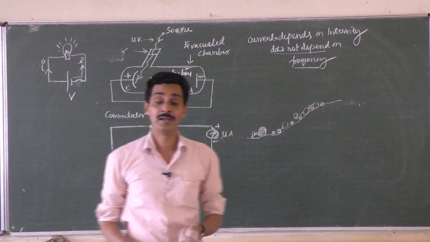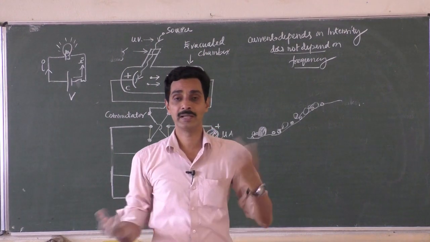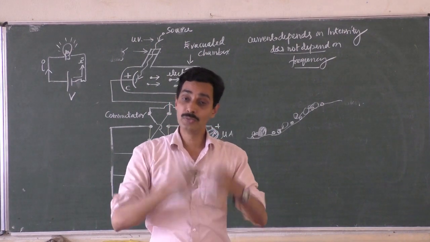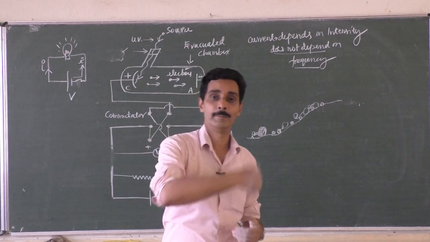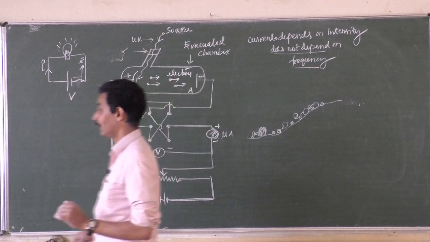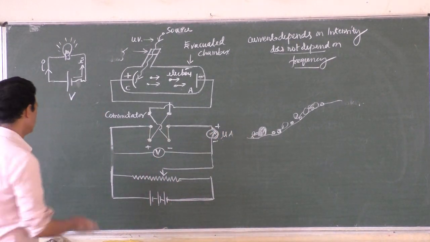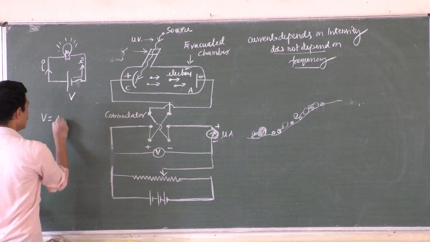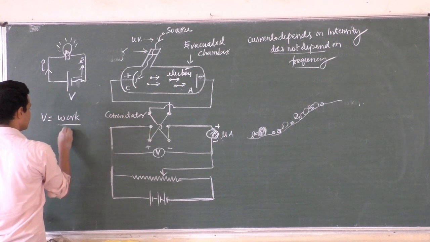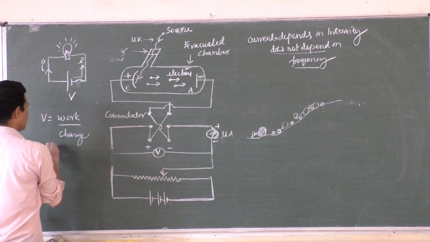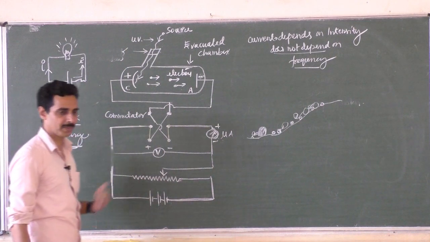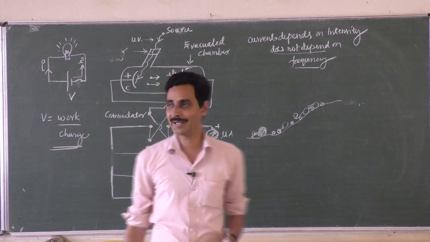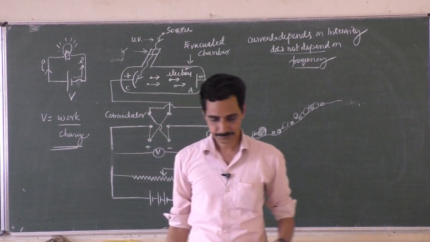Electrons are already in the conducting wires and the tungsten filament and all. The battery will do the work in pushing them. Work done by the battery in sending the charges. So the potential difference of any battery is the work done by the battery in sending the charges. Work per charge is the potential difference. Joule per coulomb, charge is coulomb. That is the definition of potential difference.